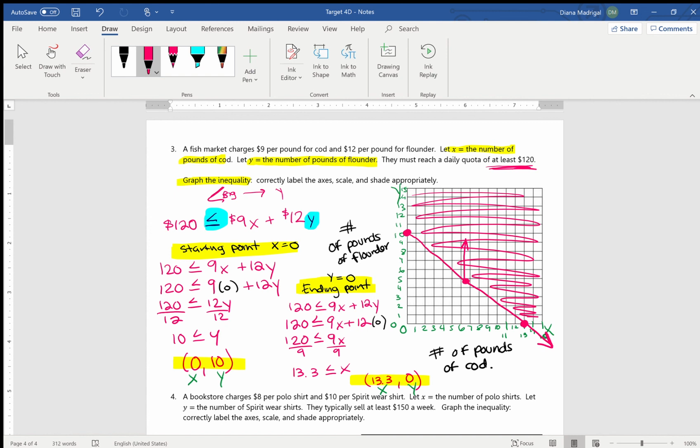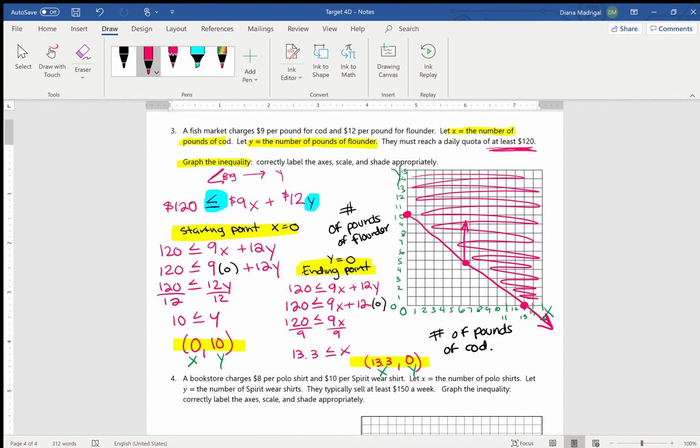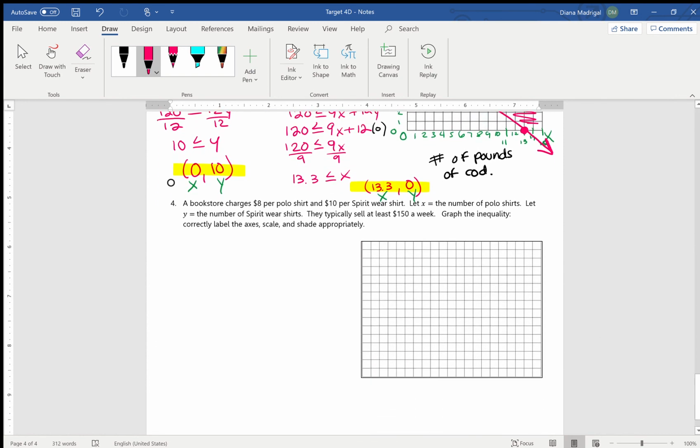It is kind of confusing, but you do have to plug in the values for x and y in order to figure out your starting point and your ending point. That's the same way you're going to do question number 4. And again, send me a picture if you want me to check your work and make sure that you understand. So just send me pictures.